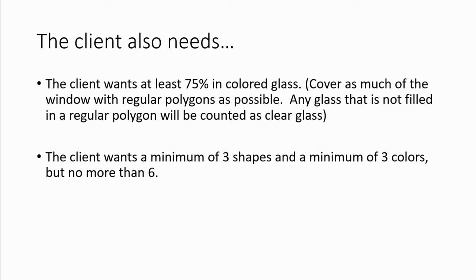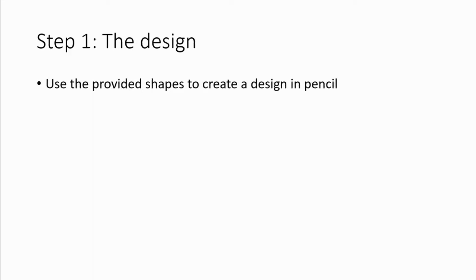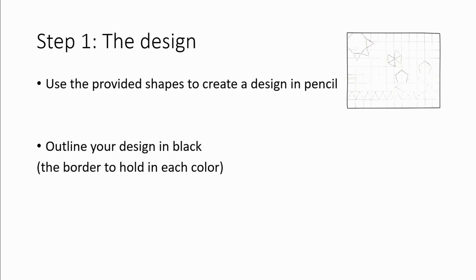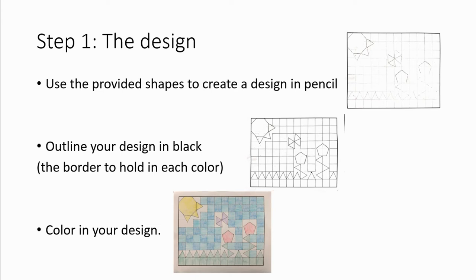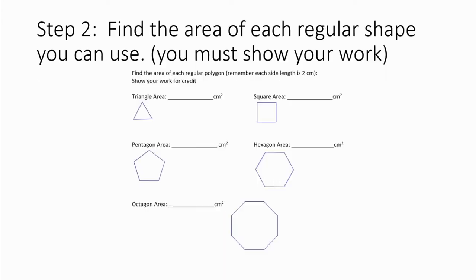The client wants a minimum of 3 shapes, so you can't just do a whole thing of squares, and they want between 3 and 6 colors. Step 1, design in pencil. Once you have it the way you like it, you can outline it in black that borders all the colored glass, and then you can color in your design. You can choose to either make a picture or some sort of mosaic.